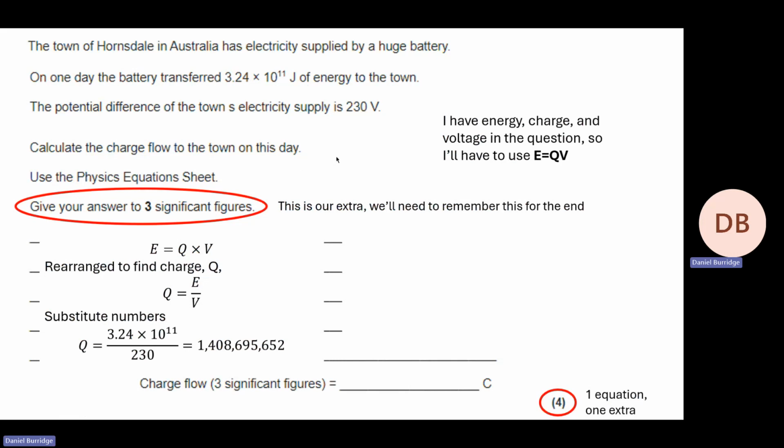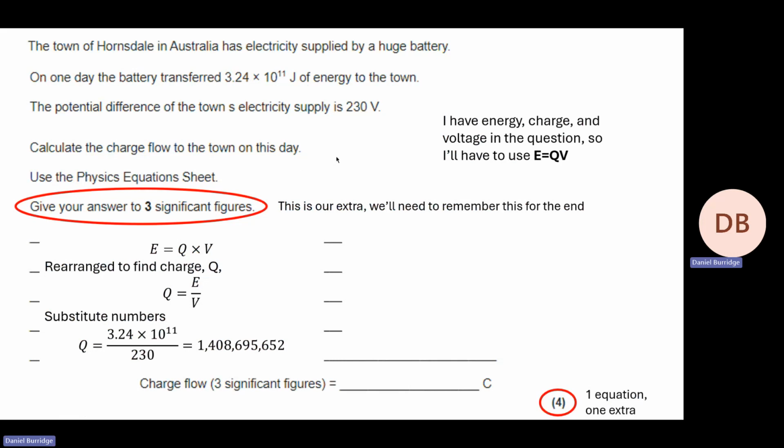So what we need to do is put those numbers in. The 230 just stays as 230, obviously, and your calculator will show that number, right? 1,408,695,652. This is our answer, but we need to remember that last little extra we needed to do. We need 3 significant figures. Okay. Now, the way that I would need to do this, and just double check that you know how to do this, we need 3 significant figures.